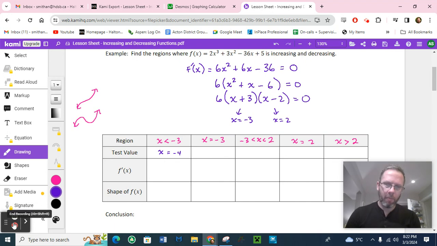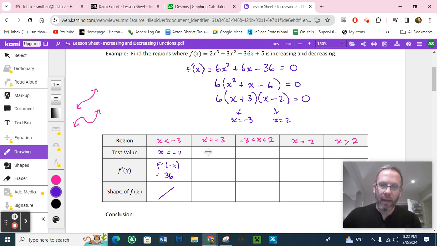So when I plug -4 into the derivative, 6 times 16 minus 24 minus 36 equals 36. So if you plug -4 into the derivative, you get 36. And since that's positive, we know that the graph is going to be increasing. And we kind of already knew that from what we reasoned out the end behavior to be.